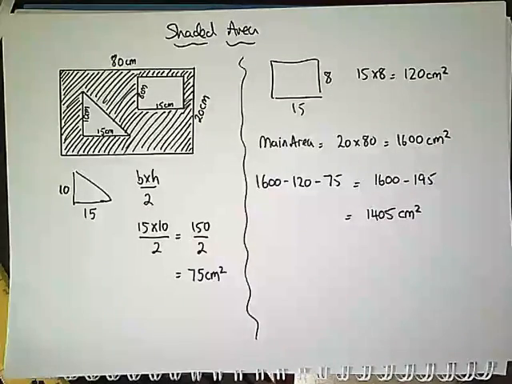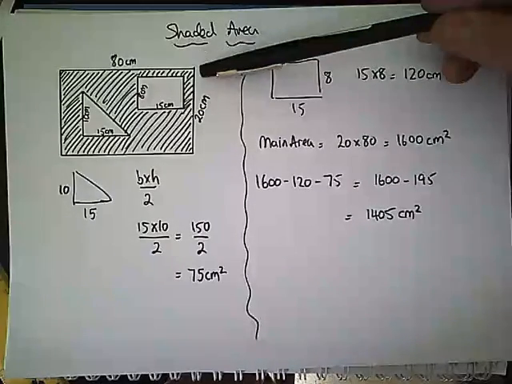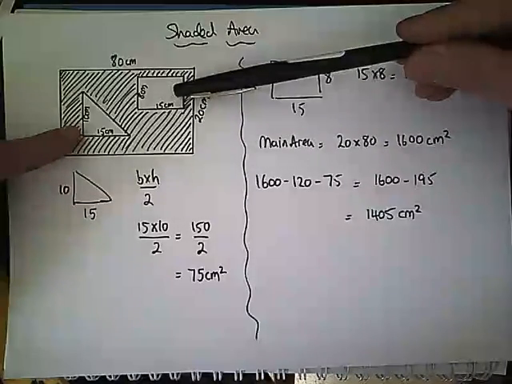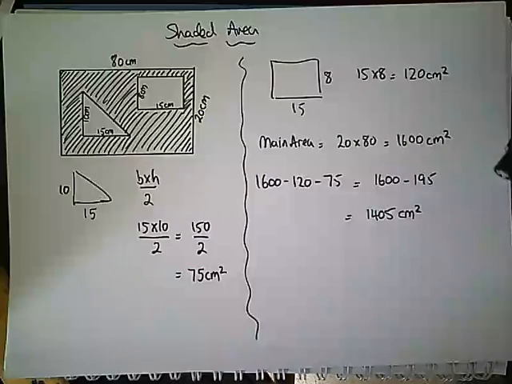So the understanding behind most shaded area questions will be you work out the main shape, the big shape, and then you work out the smaller areas that are unshaded. Sometimes they may change their question, so be very careful and read the question.